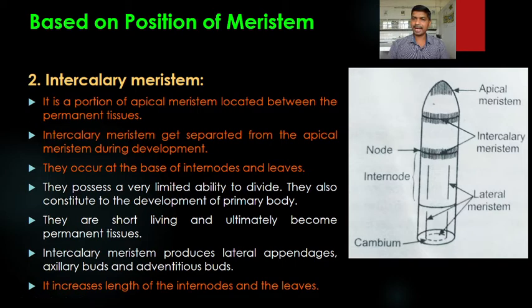They occur at the base of internode and leaves. The internode is the portion between the nodes. So this is one node, this is another node, and the portion between the nodes is called the internode. So this intercalary meristem is present at the base of internode and leaves.